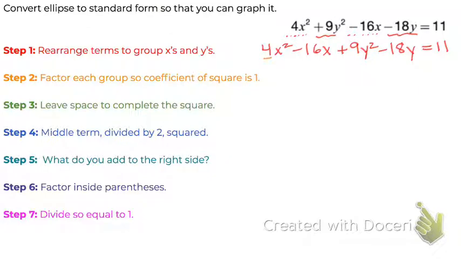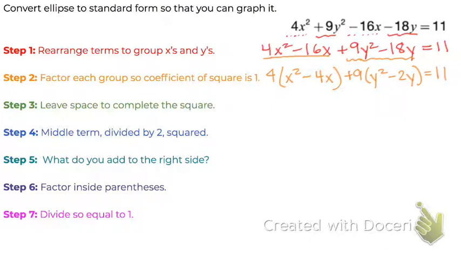So you might notice this is a 4 and this is a 9. So we need to change those to 1s. In order to change that 4 to a 1, I'm going to factor out a 4. So I need to factor out a 4 out of this whole group. So if I divide each of those terms by 4, I have an x squared, which is what I wanted, and then minus 4x. And the same here. In order to get rid of that 9, I need to factor out a positive 9. So I end up with a y squared minus 2y.